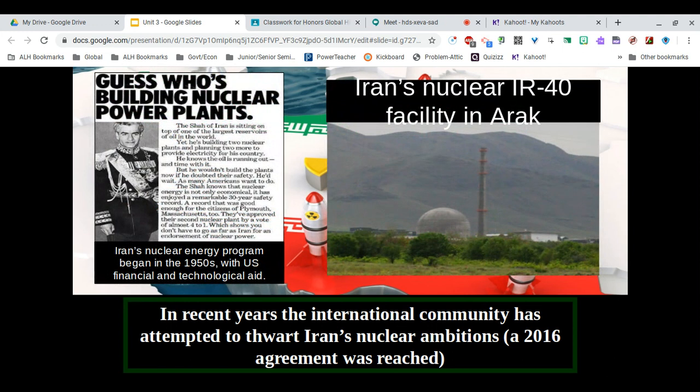And you can see it here. Iran's nuclear energy program began in the 1950s with U.S. financial and technological aid, because obviously the Shah in Iran was a loyal supporter of the United States. So therefore, the United States would have allowed him to continue to do those things. Once that government changed, the United States obviously shifted their mind.